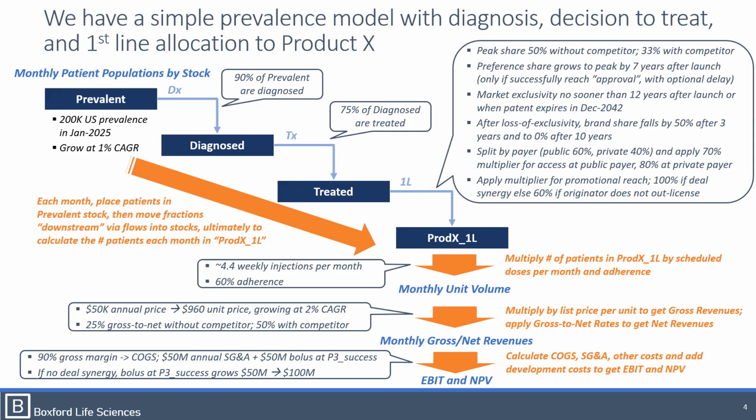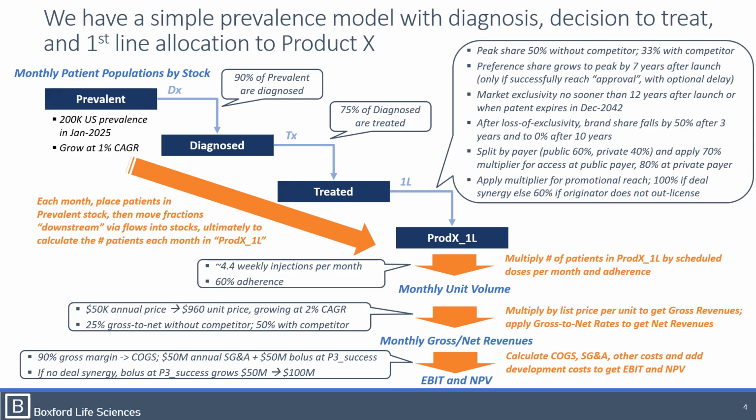In addition to all the different assumptions that we make about preference share, finally, when we assign patients to our individual drug, we're going to layer on top of this payer-specific access assumptions and then also promotional reach assumptions, which we're going to change then depending upon whether the originator out-licenses or not.